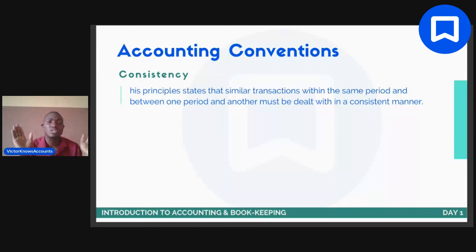That's basically what it's saying. If you check, it says this principle states that similar transactions within the same period and between one period and another must be dealt with in a consistent manner. Do we understand that? It means that there should be no inconsistency in your treatment of similar transactions, whether in the same period or in different periods.